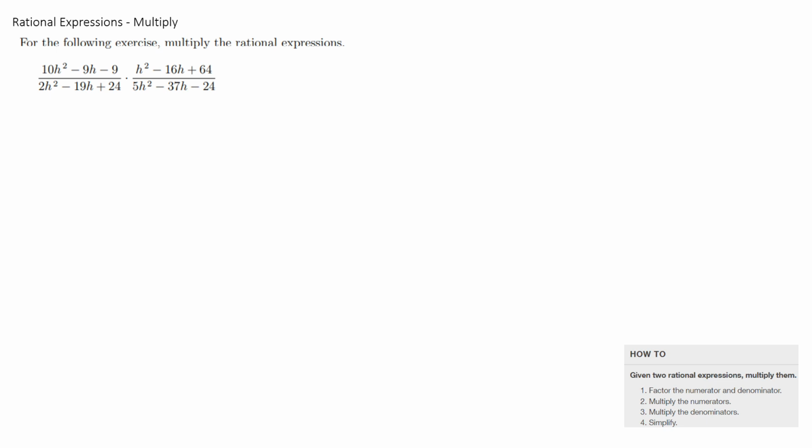All right, so let's look at multiplying rational expressions. In order to do this, we need to simplify both of those rational expressions first, and then we can multiply, cancel common terms, etc. Right? So let's start with our first one there in the numerator.